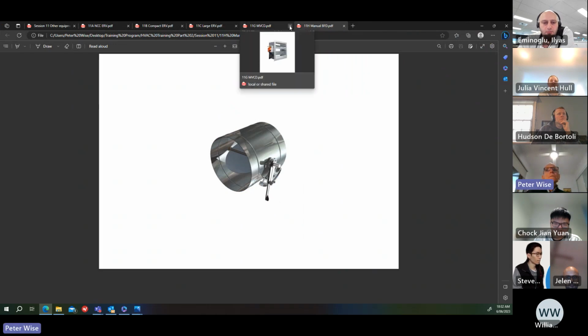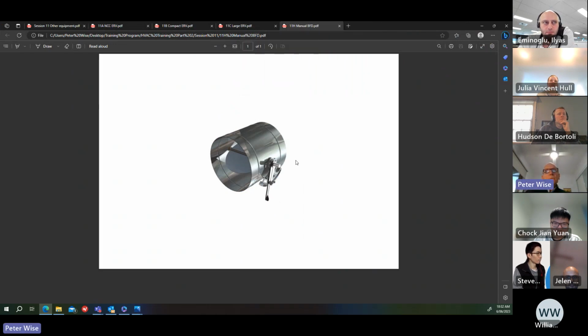Close a few of these things down. So that's a typical spigot butterfly damper arrangement. One end of this is connected to your rigid duct, your main duct, and then a flexible duct is fitted to the outlet side, and the damper can be adjusted with this arm here and then locked in position when you've got the balance.